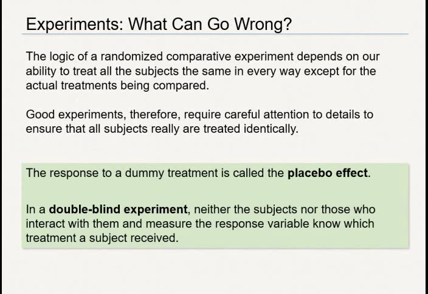In a double-blind experiment, nobody that has contact with the subjects knows who's receiving the placebo and who's receiving the treatment. And they do that because the person that's interacting with the subject may in some way treat them differently, speak to them differently, interact with them differently, because they know they're not really receiving the treatment. So that would be a double-blind experiment: neither the people interacting nor the people receiving the treatments know who is getting the actual treatment and who's getting the placebo.